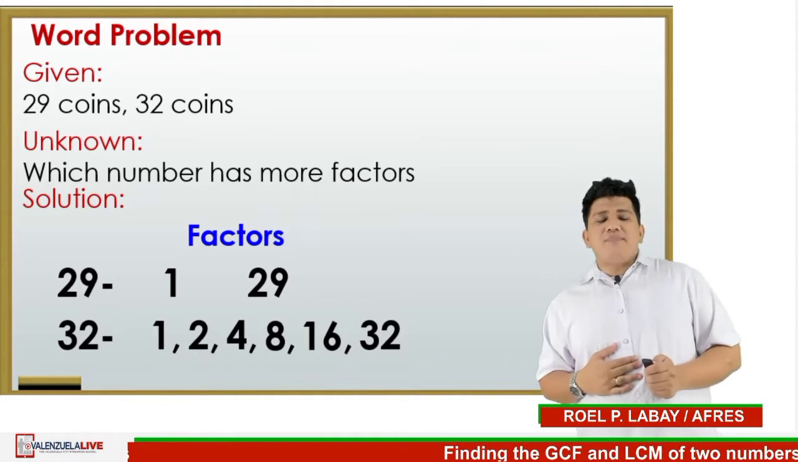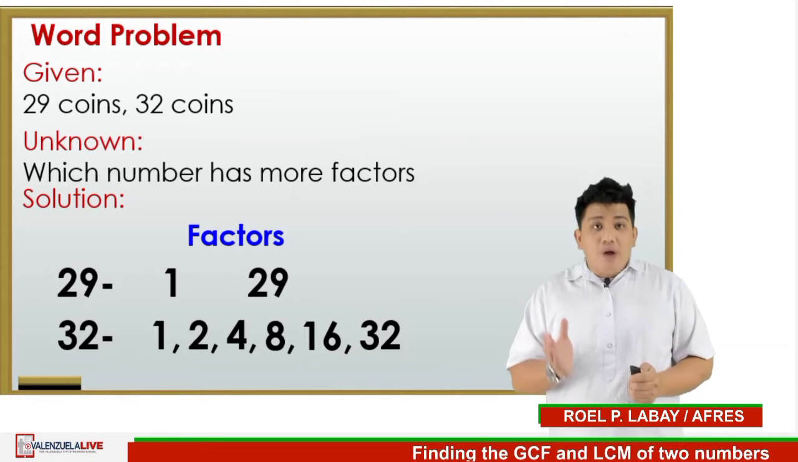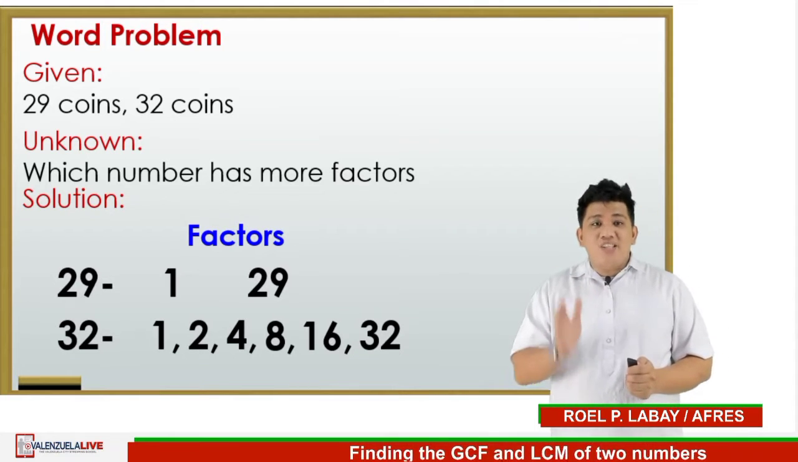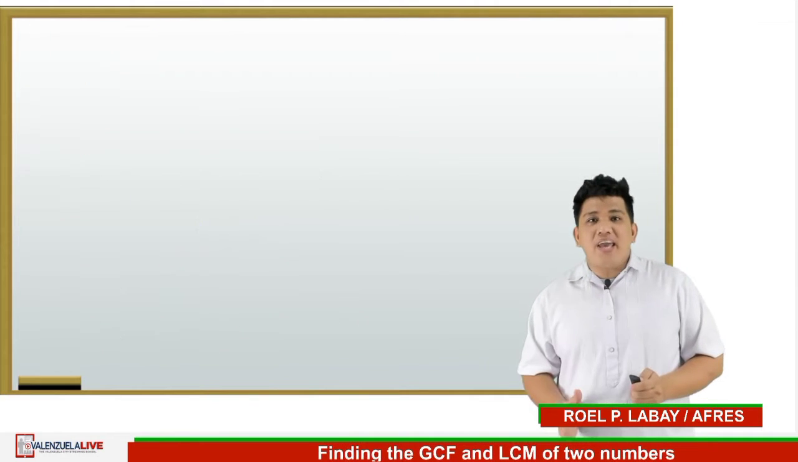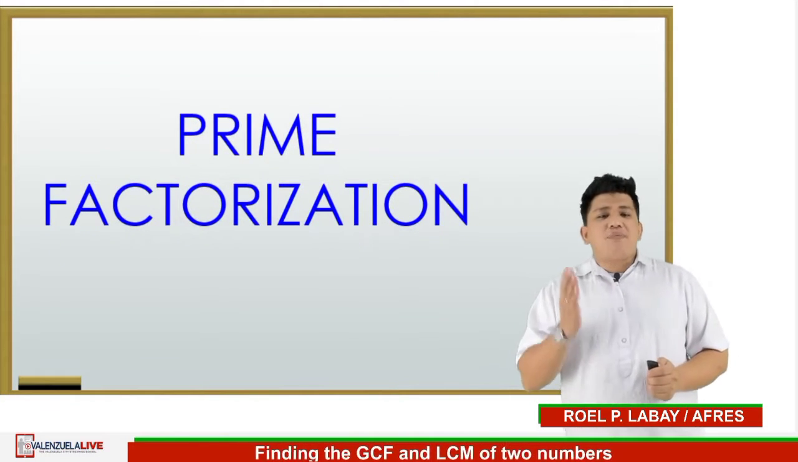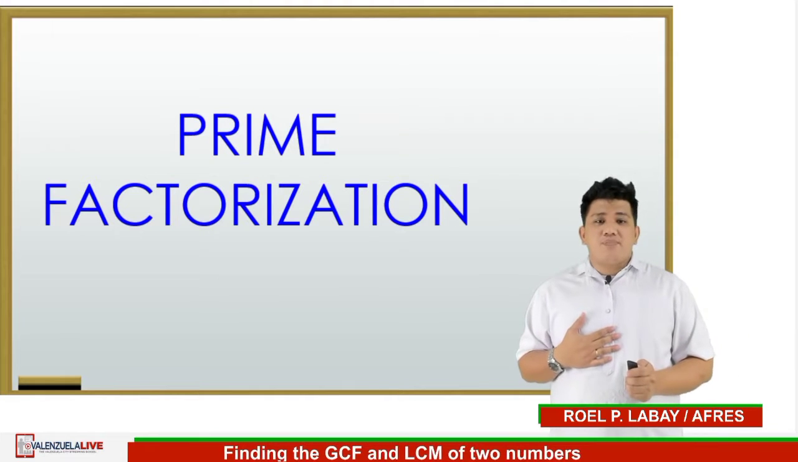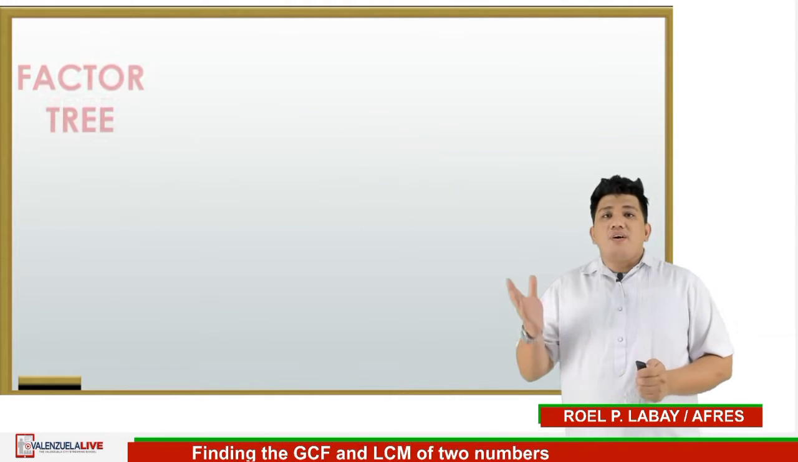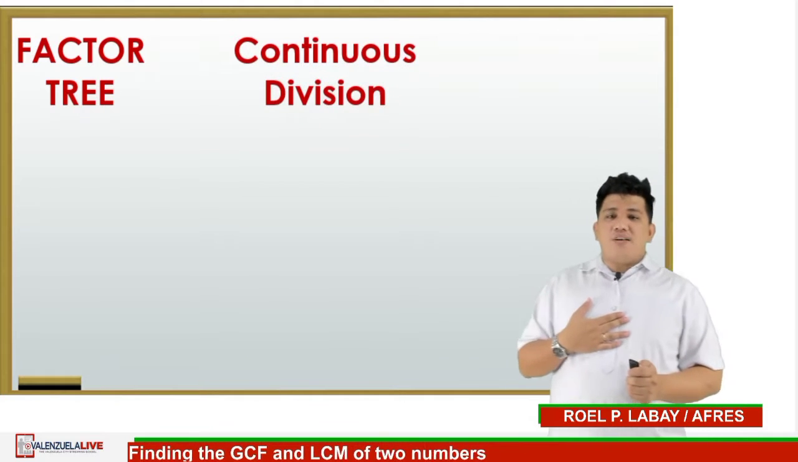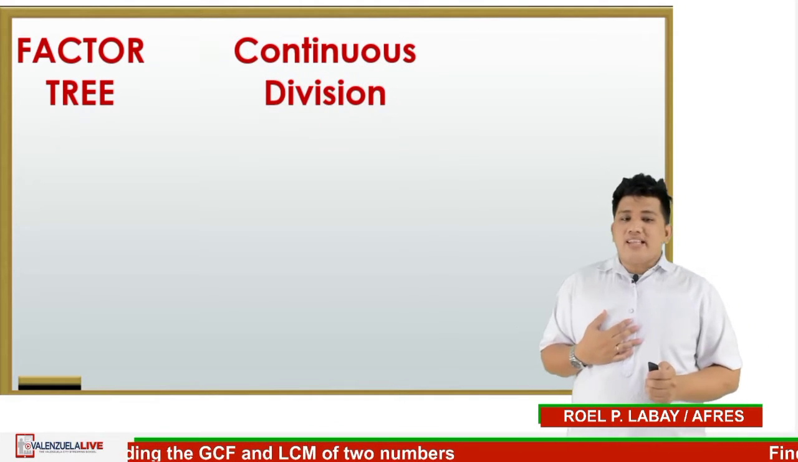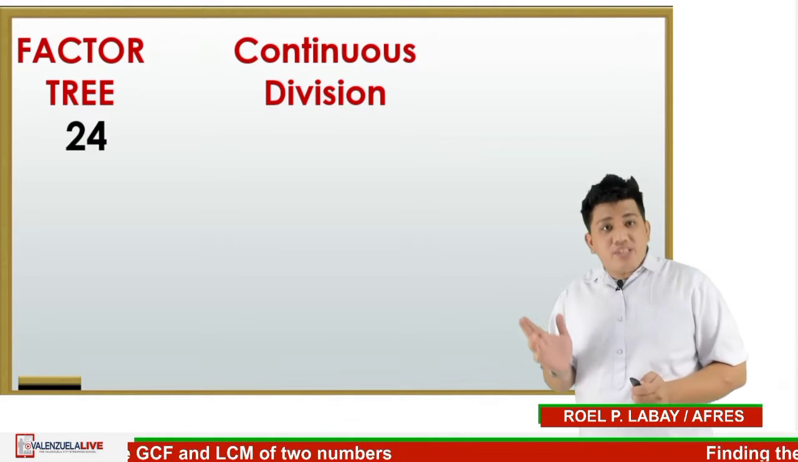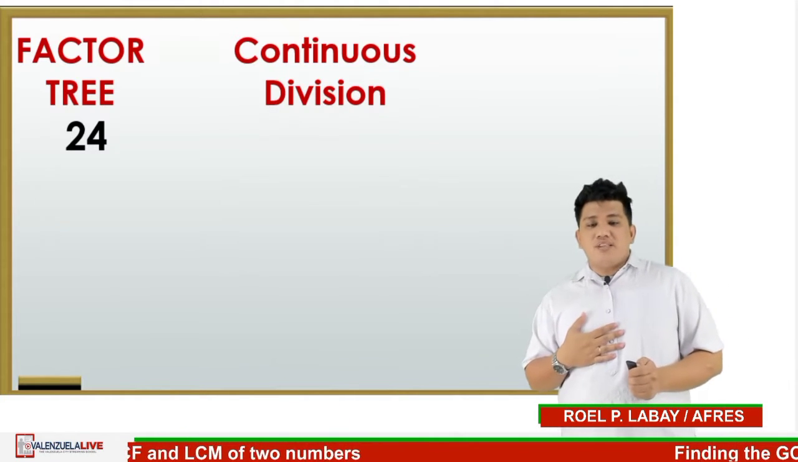Composite numbers can be factored into a product of prime factors. This process is known as prime factorization. We can get the prime factors of a composite number by using the methods of factor tree and the continuous division. For example, let's get the prime factors of 24 by using factor tree and continuous division.